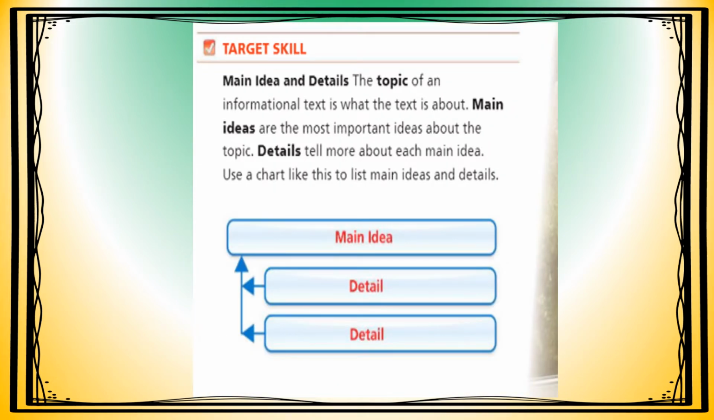Our target skill with this story will be main idea and details. The topic of an informational text is what the text is about. Main ideas are the most important ideas about the topic. Details tell more about each main idea. You'll use a chart like this to help list main idea and details.